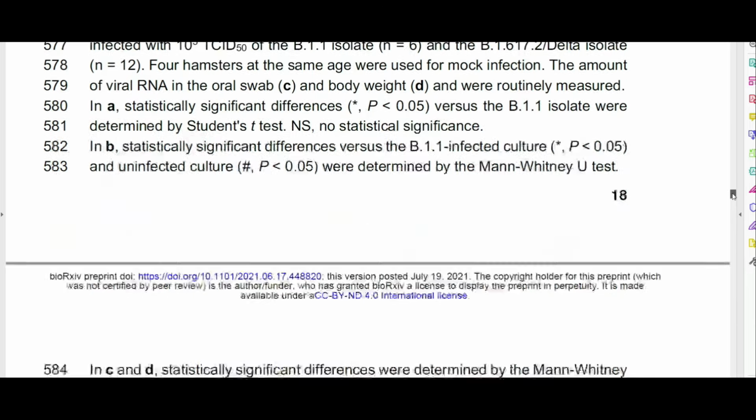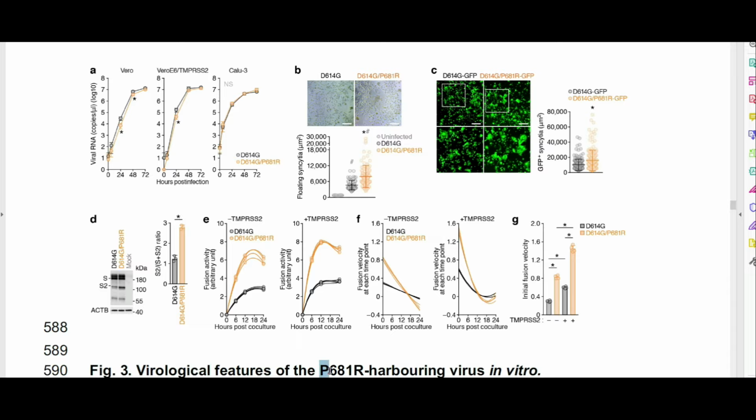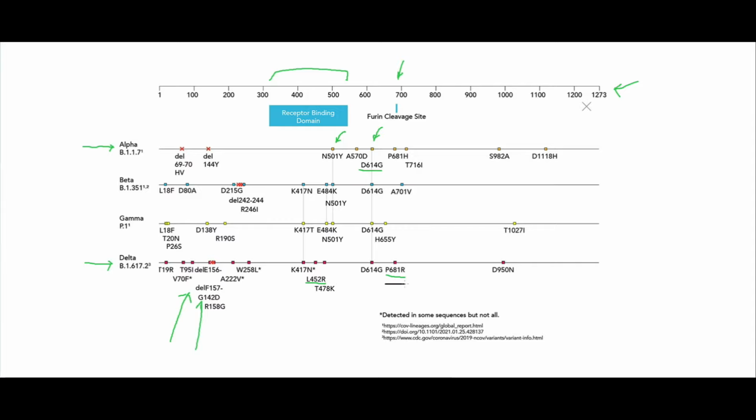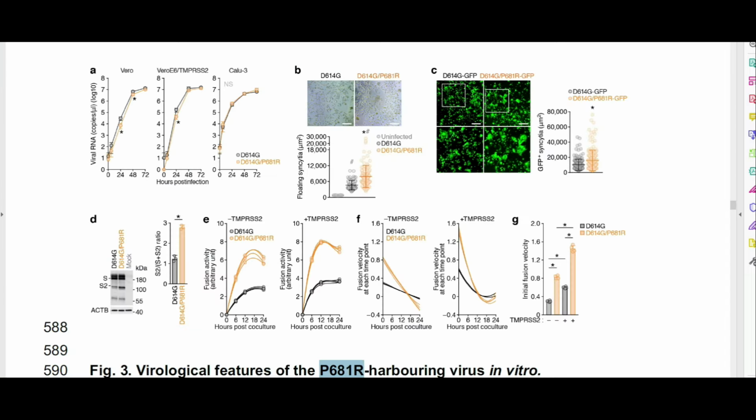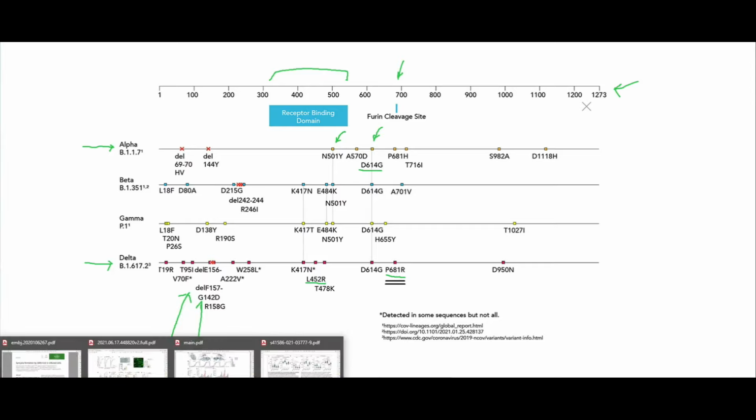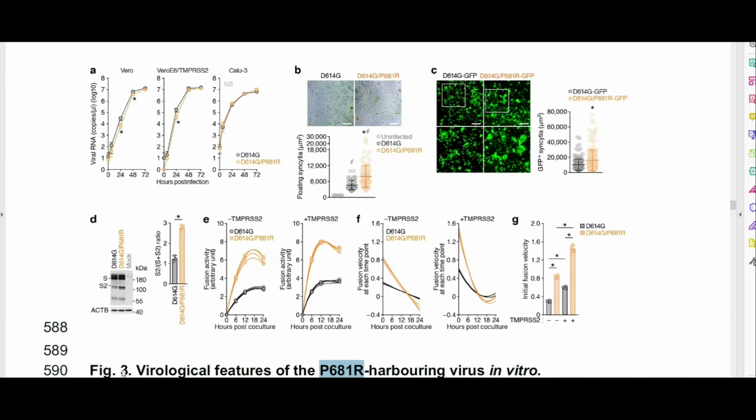And so if we move down here, this is actually looking at just this P681R. So remember, that is this mutation right here. So it's looking at just the P681R. So it does not have all of these other mutations in the Delta variant, just this P681R. So they're isolating that one.